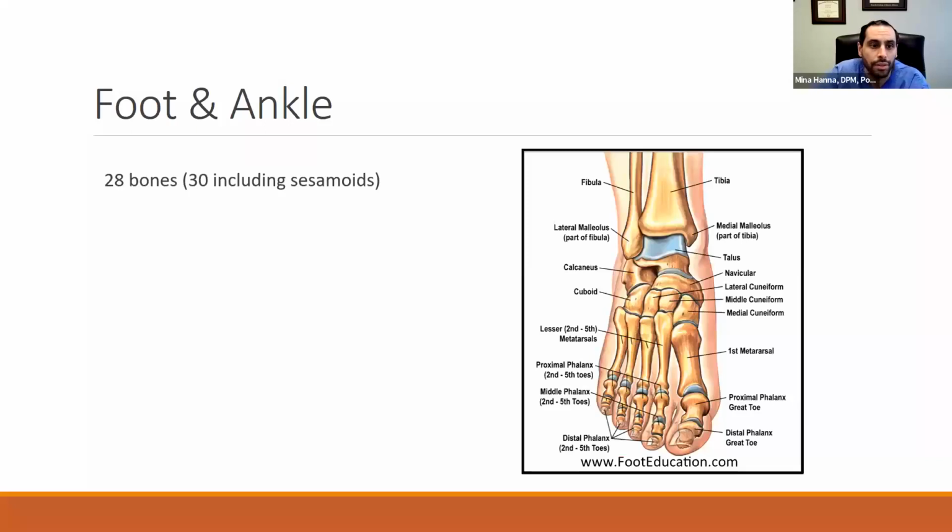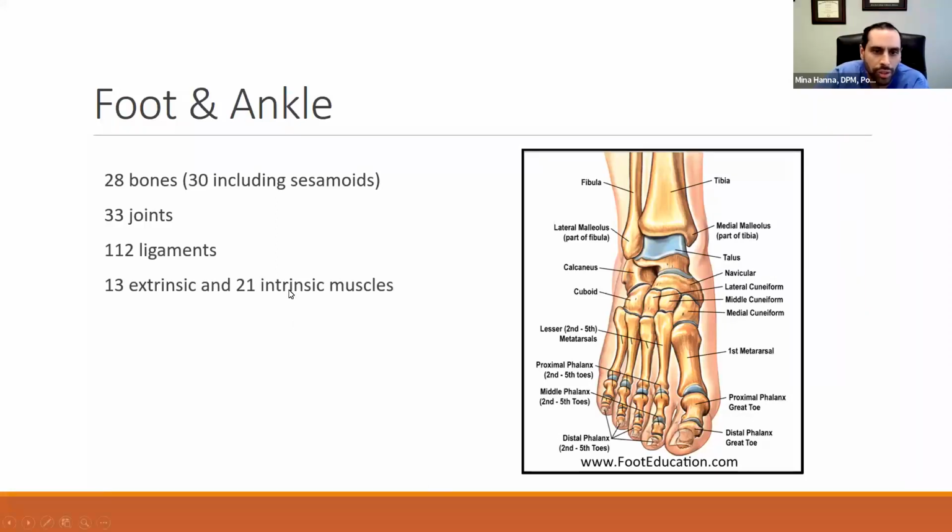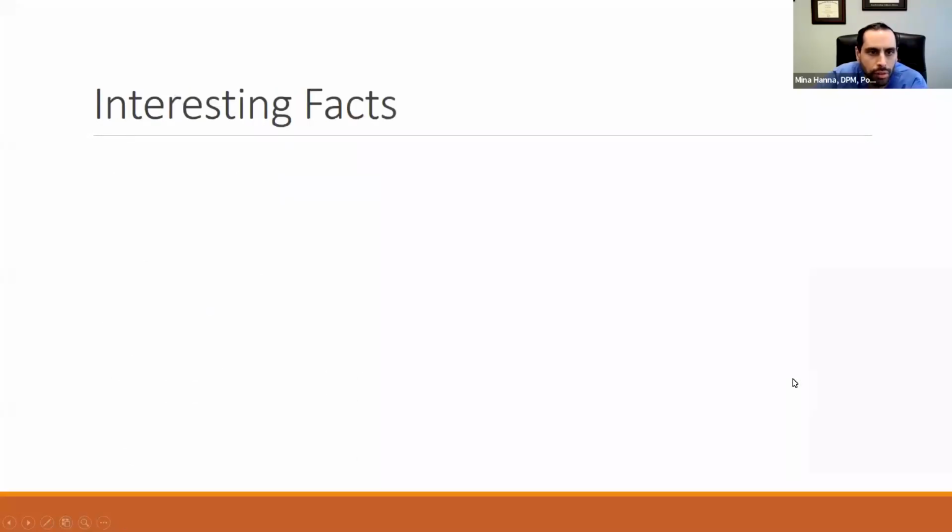All right, so the foot and ankle has 28 bones, 30 if you include the two sesamoid bones that everyone has along the first metatarsal phalangeal joint. There's 33 joints, 112 ligaments, 13 extrinsic and 21 intrinsic muscles. Intrinsic just means that the muscle is within the foot. Extrinsic means that the muscle starts in the leg and comes all the way down and inserts in the foot. There's 4 leg compartments and 9 foot compartments.